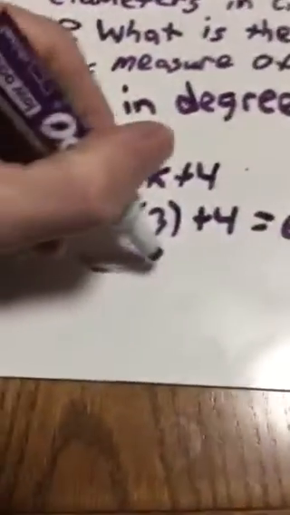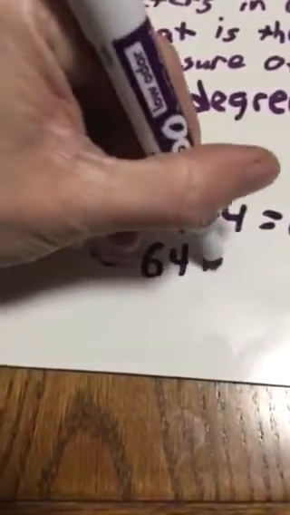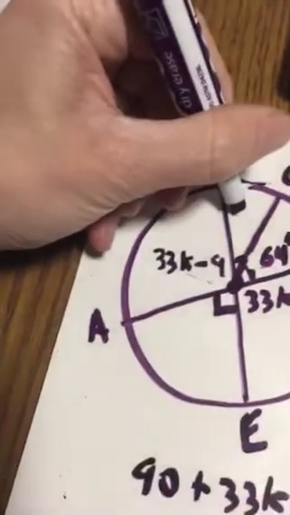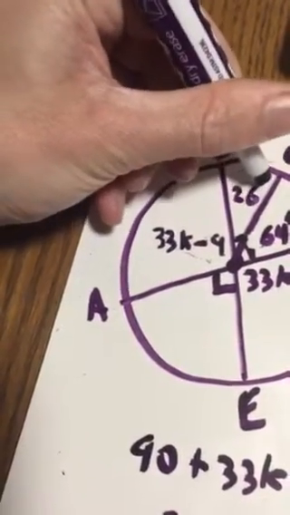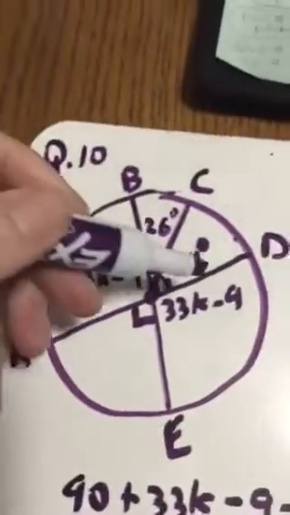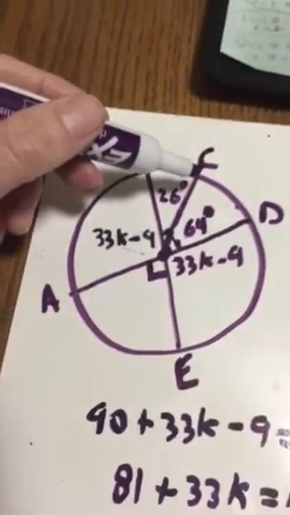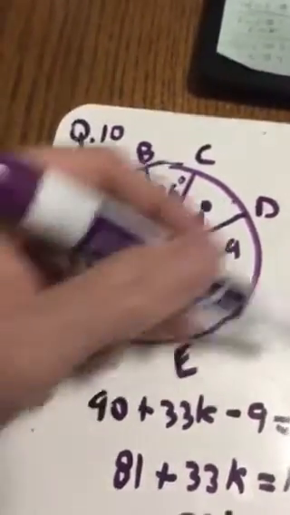So 64 plus x equals 90, that means x equals 26. So now we know that this angle is 26 degrees. We have 64 degrees, we have 26 degrees. We don't really need that 64 anymore because remember, they only want us to find the arc measure of CAD.